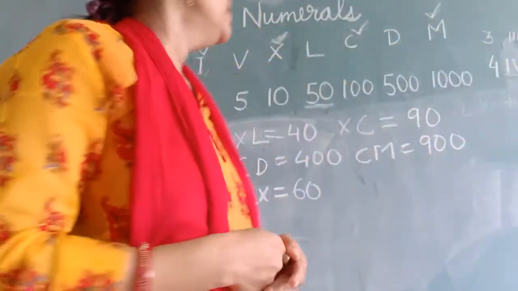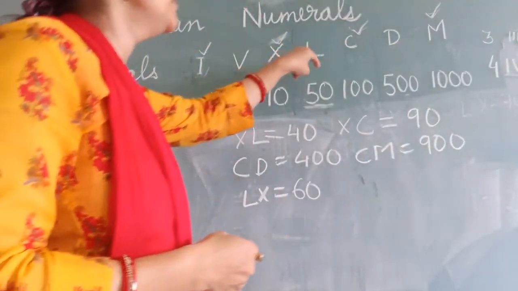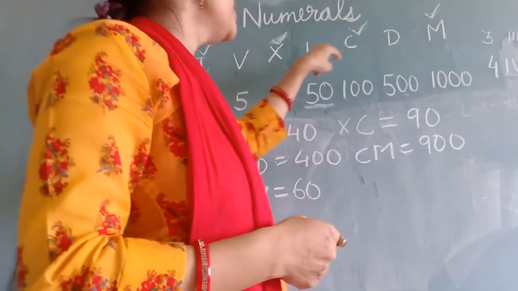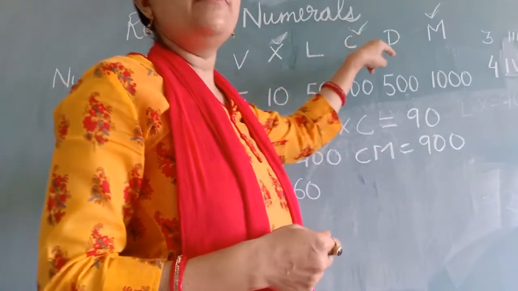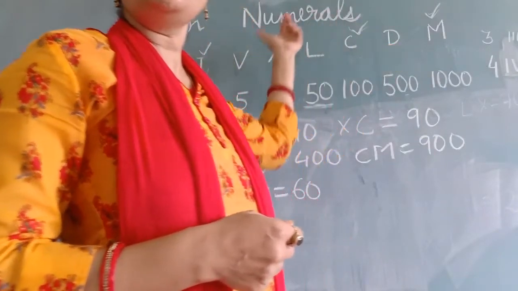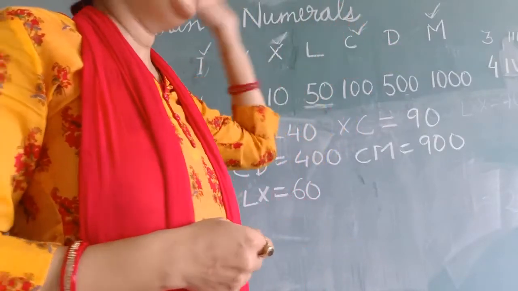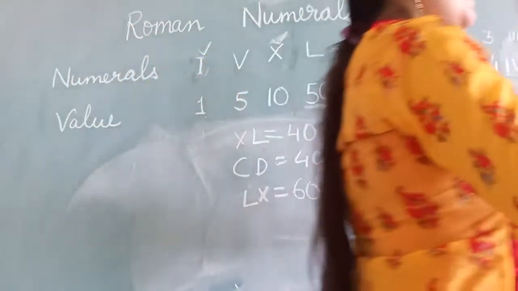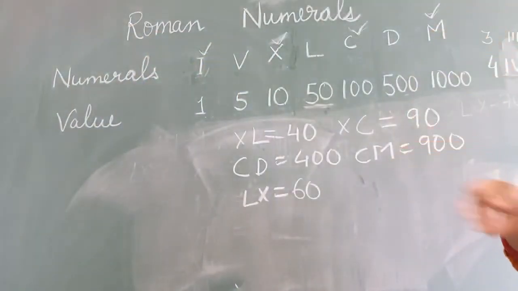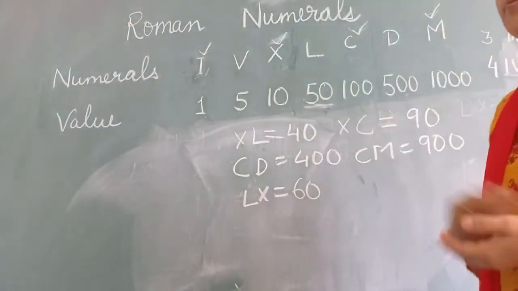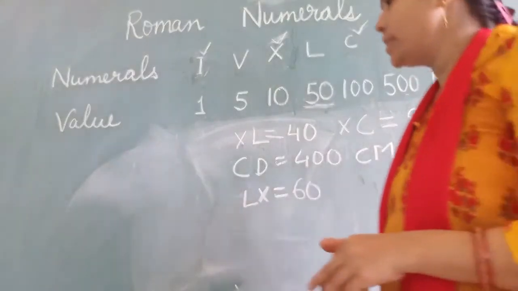And you can see here these numbers are neither subtracted from any number nor repeated. If you memorize this rule and practice it, you can write any type of Roman numerals. I am giving you some examples here.